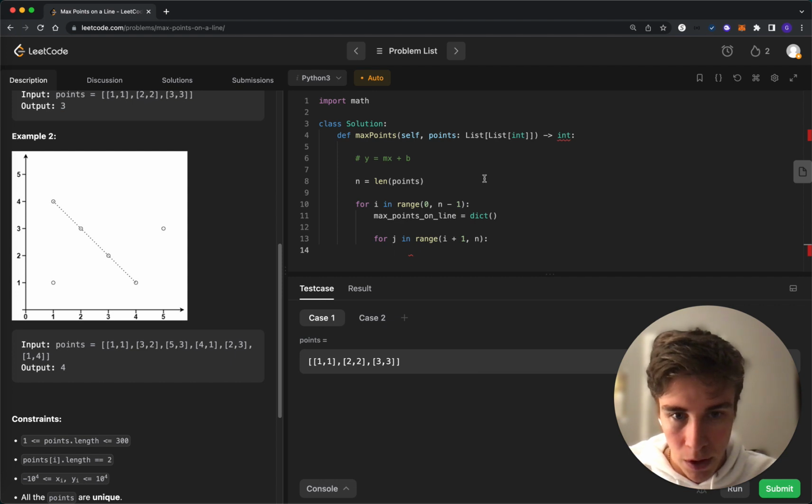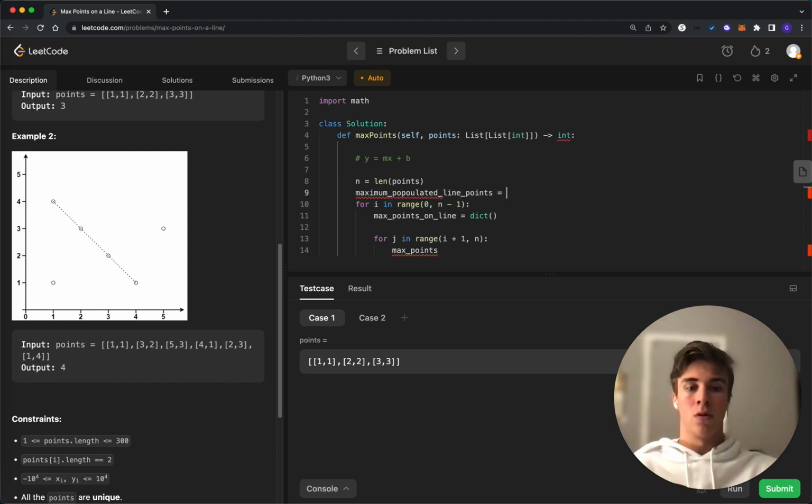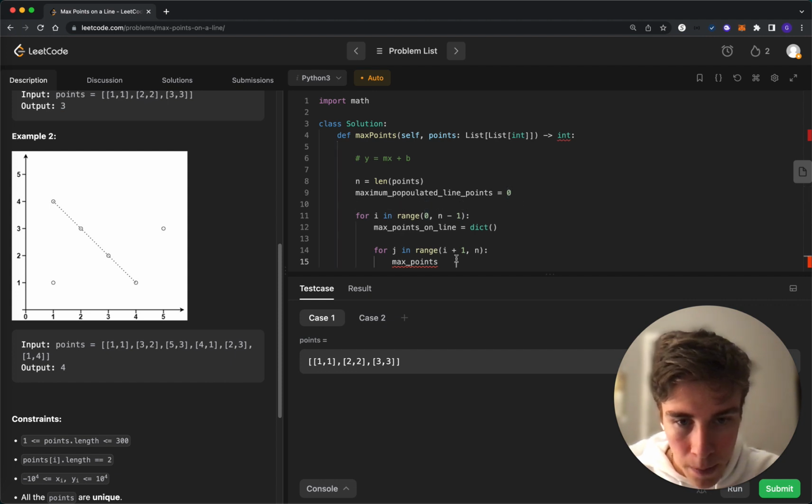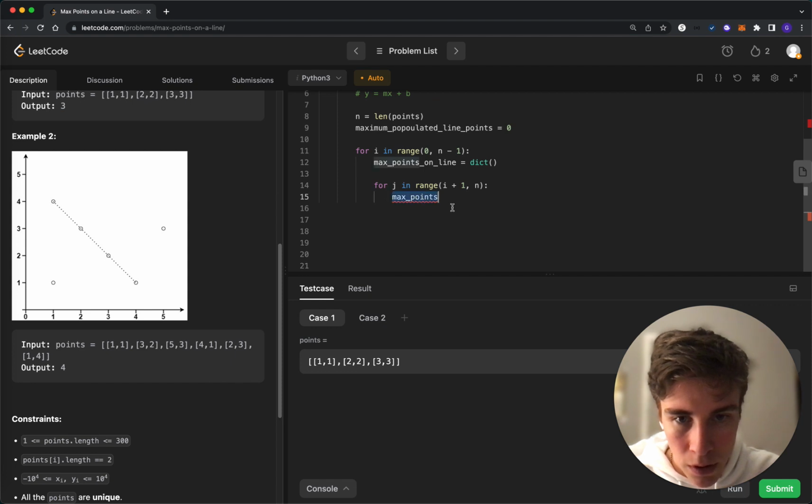It's going to be something like max points, maximum points, 0. Max points is going to be max points.